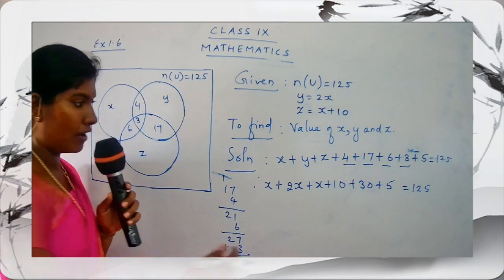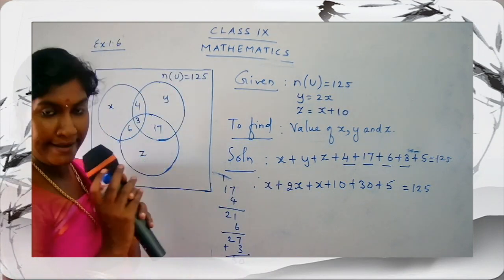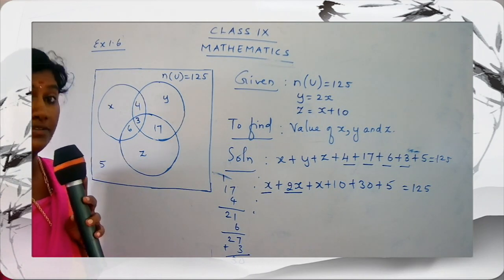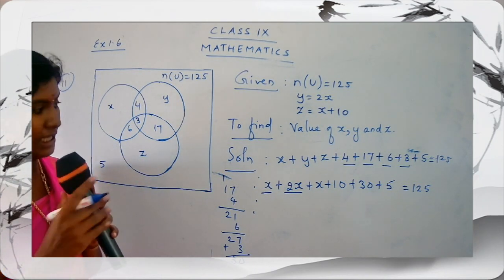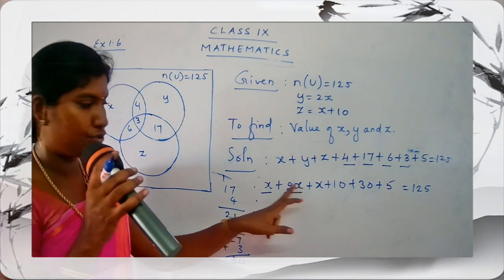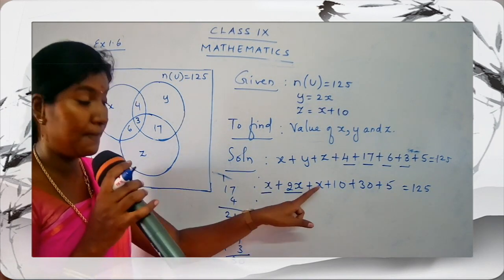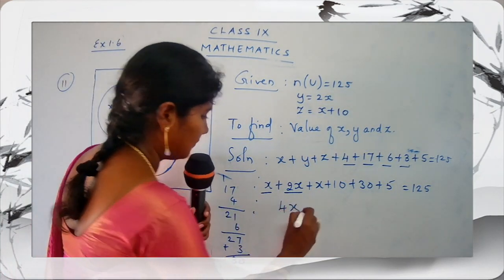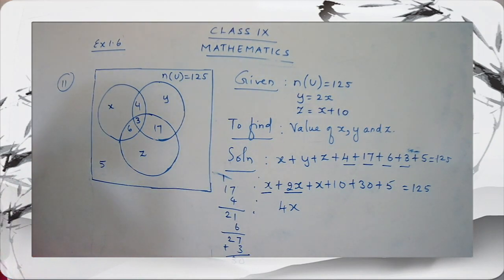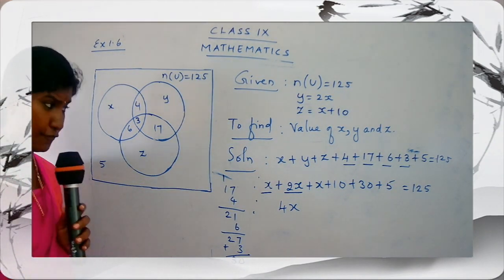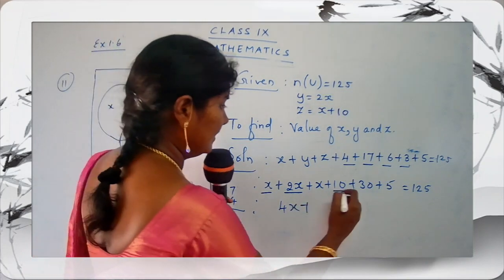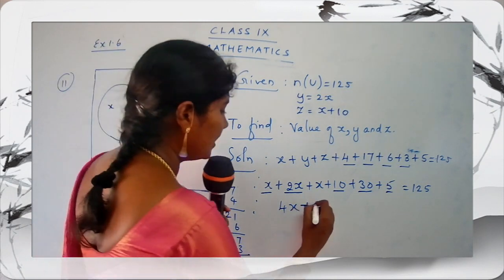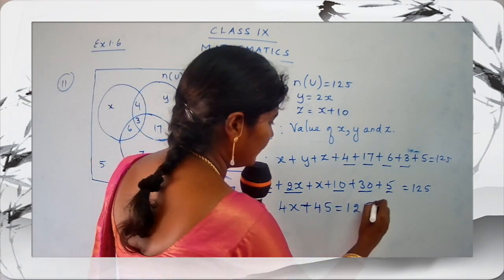So now you are just going to add all the numbers here. So, shall we add it? Okay. So what you get? x plus 2x. What is x plus 2x? 3x. 1 plus 2, 3. And what is the variable used here? x. So you will get 3x. 3x plus x. What is 3x plus x? 4x. So write down here 4x. Okay, let's add all the numbers here. 10 plus 30, 40. 40 plus 5, 45. So 4x plus 45 is equal to 125.